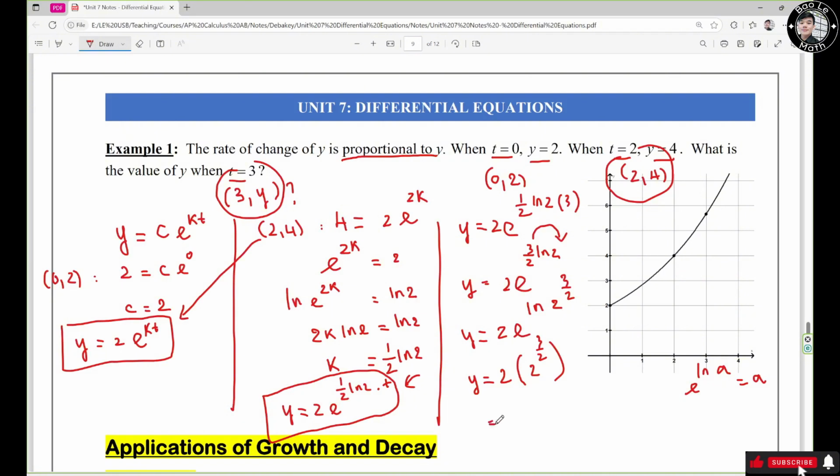So it's going to be 2 to the power of 5/2, or y equals the square root of 2 to the power 5, which is the square root of 32. That's the square root of 16 times 2, which is 4 root 2. This is the final answer.